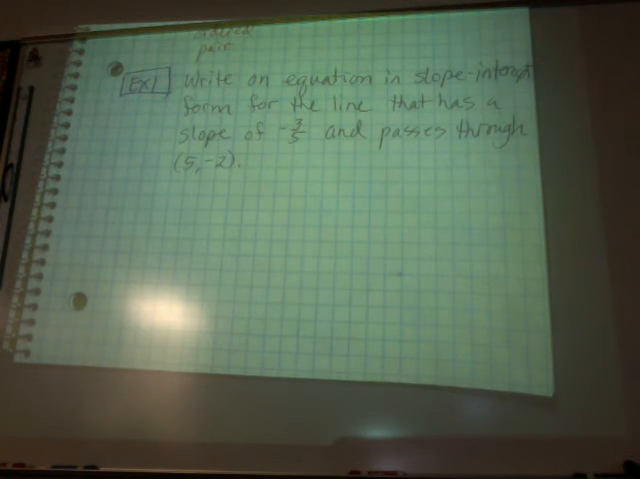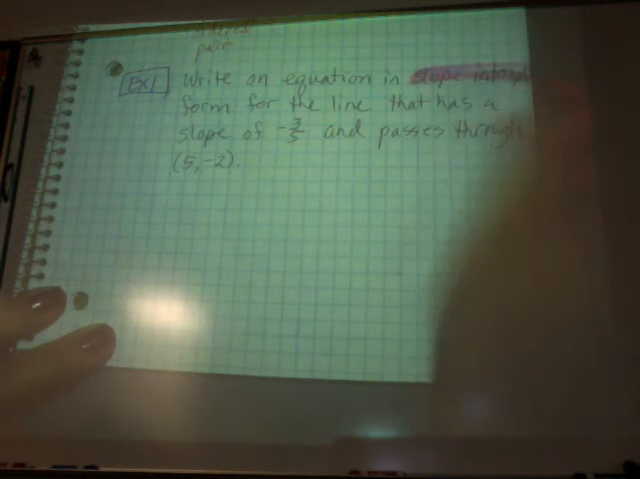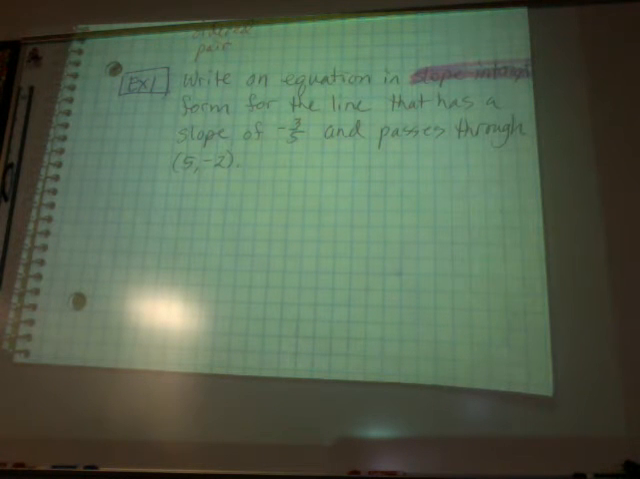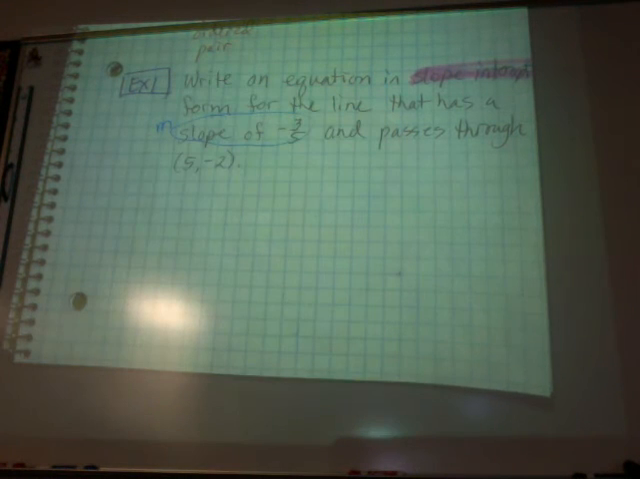So even though our final form of our line is in slope-intercept form, that doesn't mean I'm starting with it. Look to see what they've given you. What have they given you? Slope. That's important. That's good. So this is m. What else have they given you?